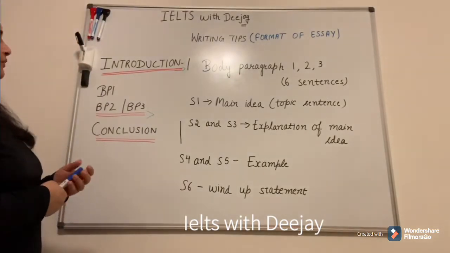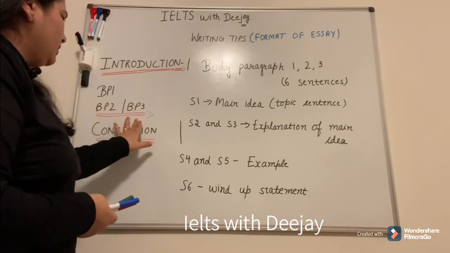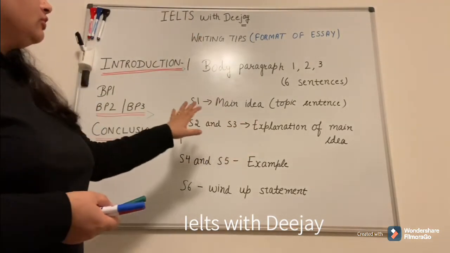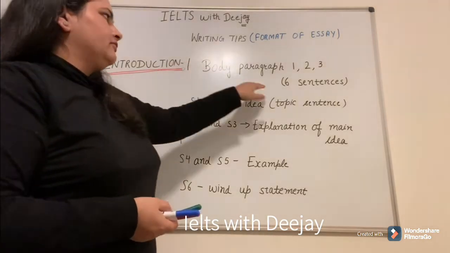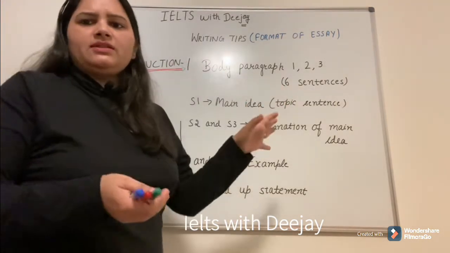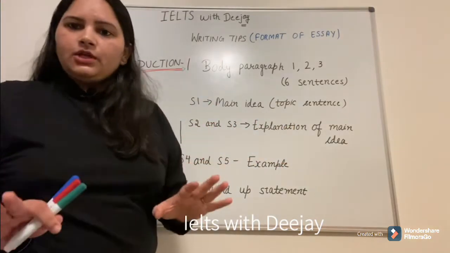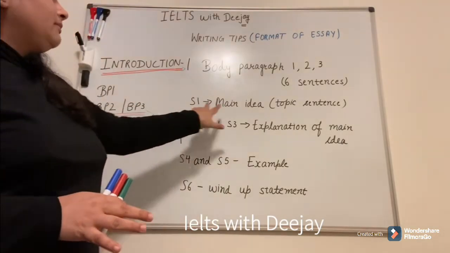After that, we have the body paragraph. Body paragraph 1, 2 and 3 will follow the same structure. What happens is, the body paragraph should have 6 sentences. That depends. If you're not able to complete it in 6 sentences, you can write 7. That is completely okay. Then our S1, sentence 1, should be the main idea.